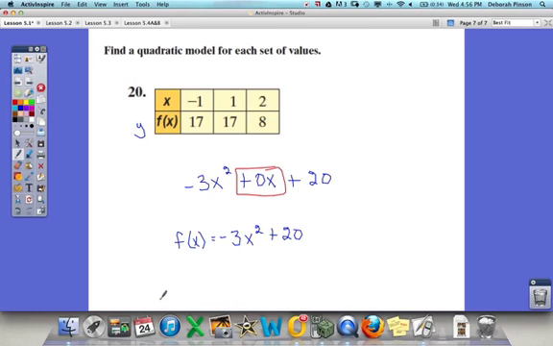Alright, so this is kind of an introduction to quadratics and a little bit with quadratic models. We'll continue on tomorrow.